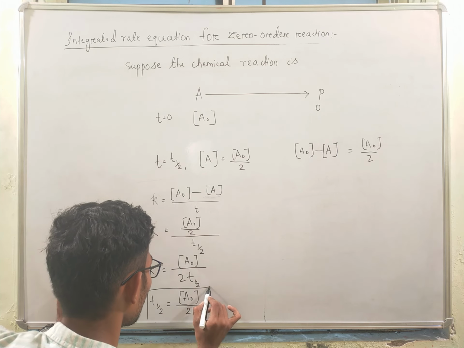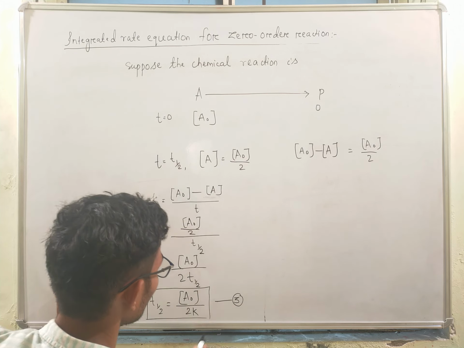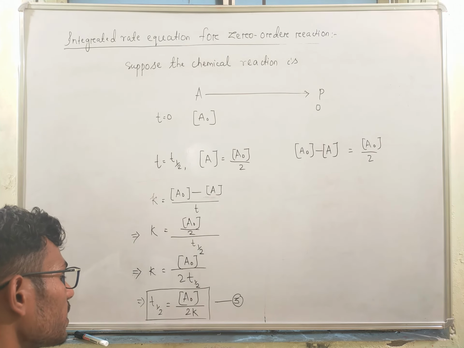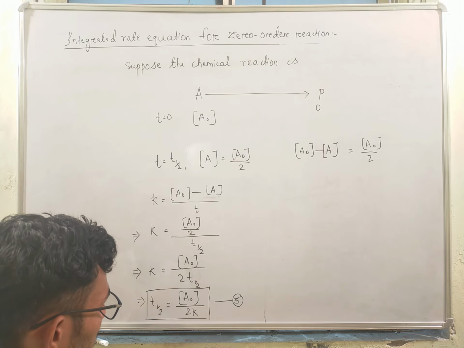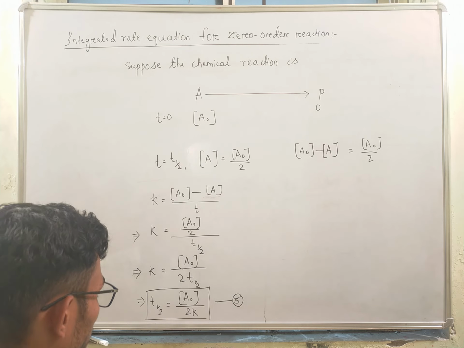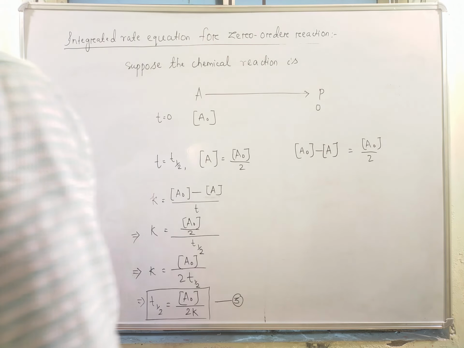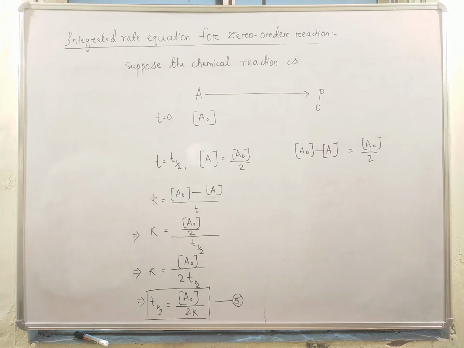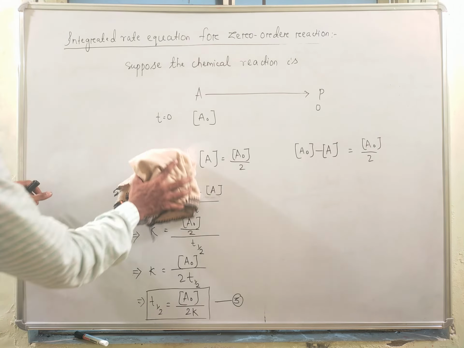This is equation 3. Here equation 3 represents the expression for half-life period for zero order reactions. So we have to write the characteristics for zero order reactions. Now let me discuss the characteristics for zero order reactions.